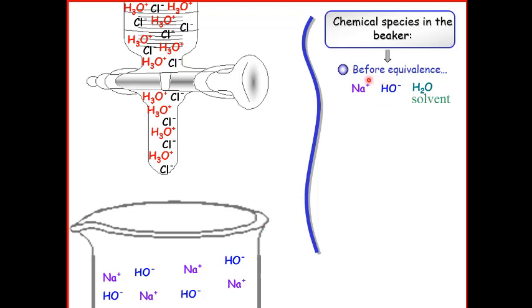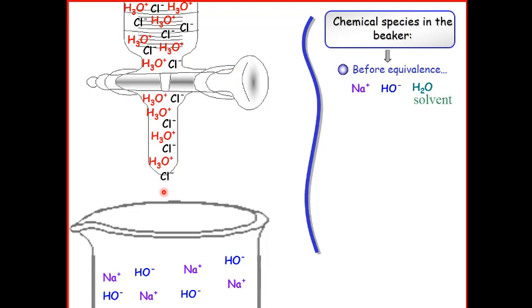What are the species present in the beaker before equivalence? Pay attention that here we are dealing with the chemical species in the beaker. We have, as you can see, Na+, we have OH- definitely, and we have the solvent, that is H2O. Okay? Now, upon titration, let's open the tap to allow a drop of HCl solution to come in the beaker. Look, slowly. Imagine this is the first drop.